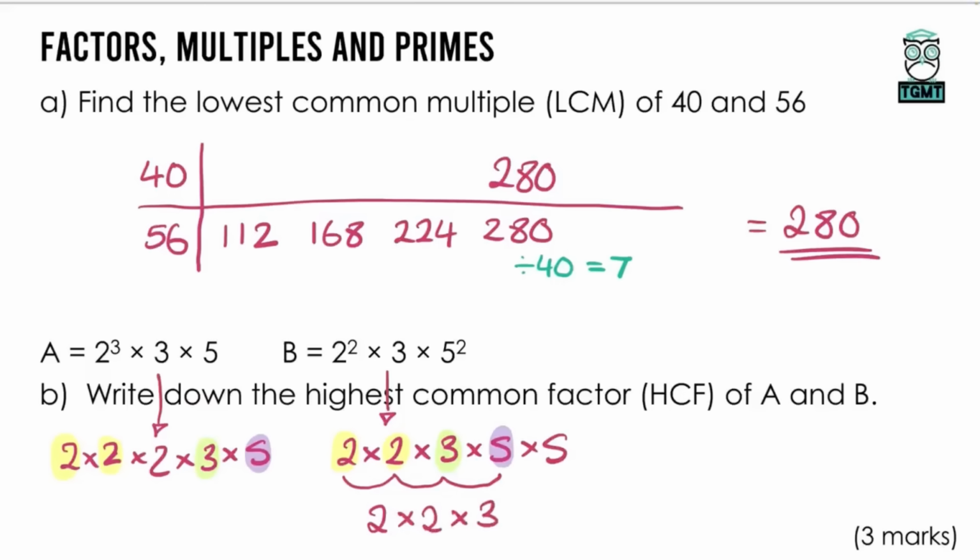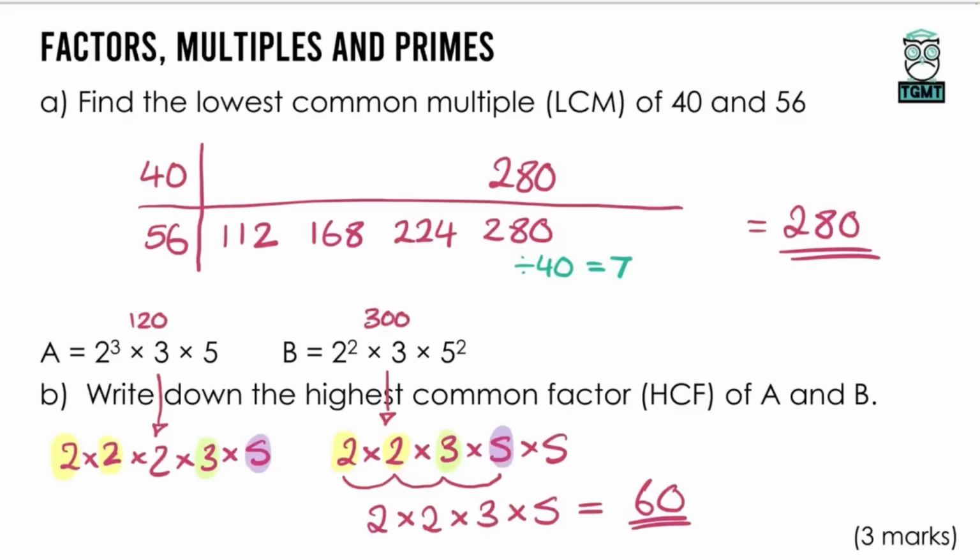So 2 times 2 times 3 times 5. On the calculator that comes out as 60, and that is our highest common factor. Now if you did type these numbers into a calculator as well, you would have found that this one here is 120, and 2 times 2 times 3 times 5 times 5 is 300.